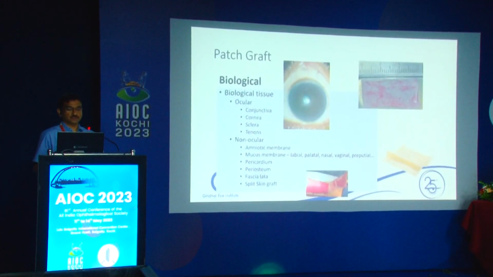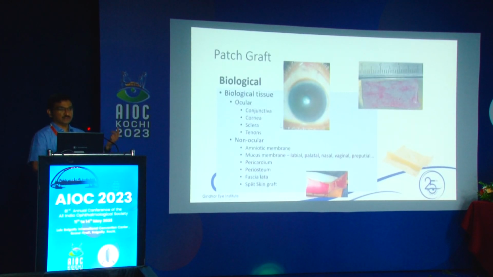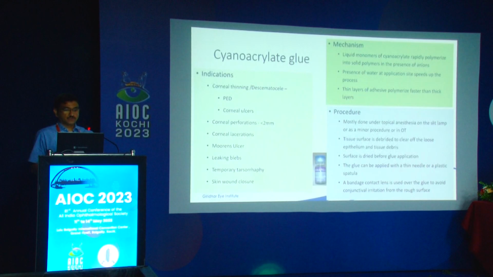Then, as you can see here, all of these can be used. You can use the cornea, conjunctiva, Tenon's, amniotic membrane, mucous membrane graft. Then you have a whole set of other things which I have never used actually: pericardium, periosteum, fascia lata, split skin graft. All these have been described. Glue has a lot of indications, and basically it can be used on the surface, for any case where there is thinning or a descemetocele. Small perforations of 2 to 3 millimeters can be easily handled. Then lacerations, also all sorts of things.